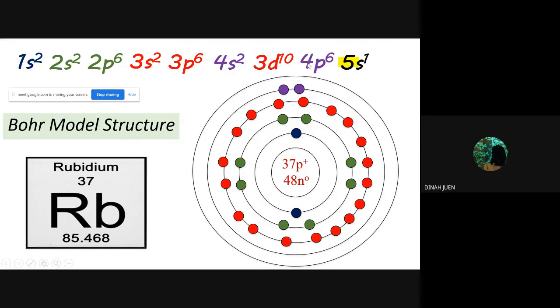Now let's go back to the fourth energy level because it has 4p6. The sublevel P having 6 electrons. We will put 6 again. 1, 2, 3, 4, 5, 6. And now for the fifth energy level, it is only 1, so we will put 1 dot. 1 electron represents 1 dot.